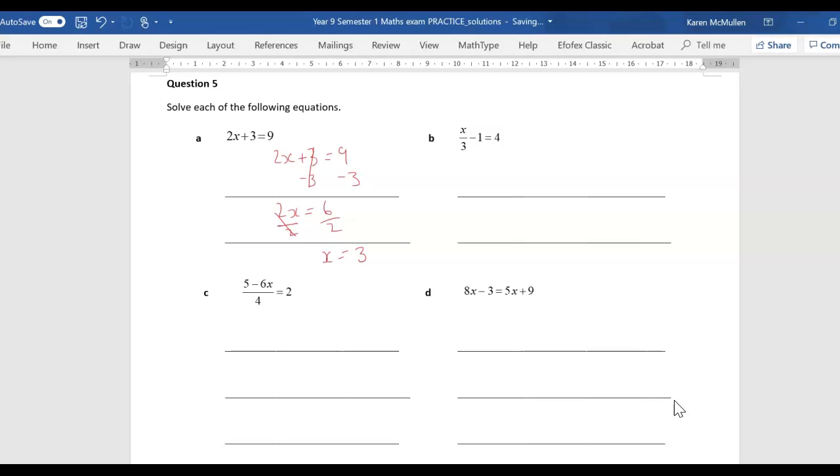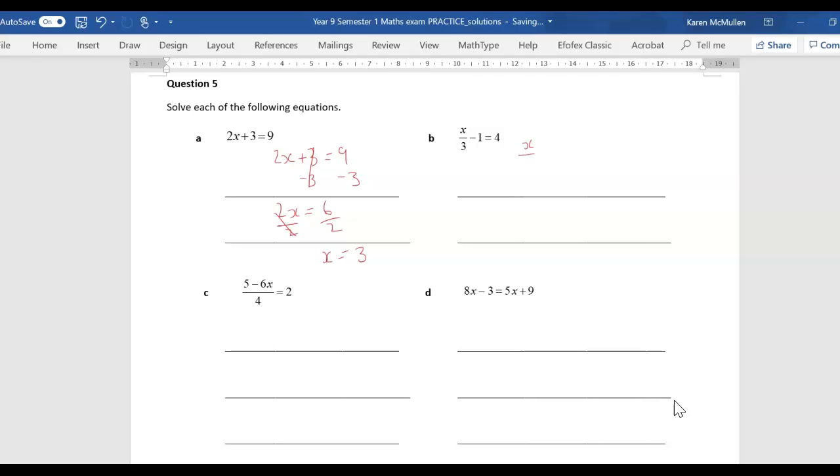And you can always check your answer by substitution. So if you finish your exam early and you want to check your answers, just substitute it back in. So if x is 3, we've got 2 times 3, which is 6. 6 plus 3 equals 9. Awesome. All right, let's do the next one.